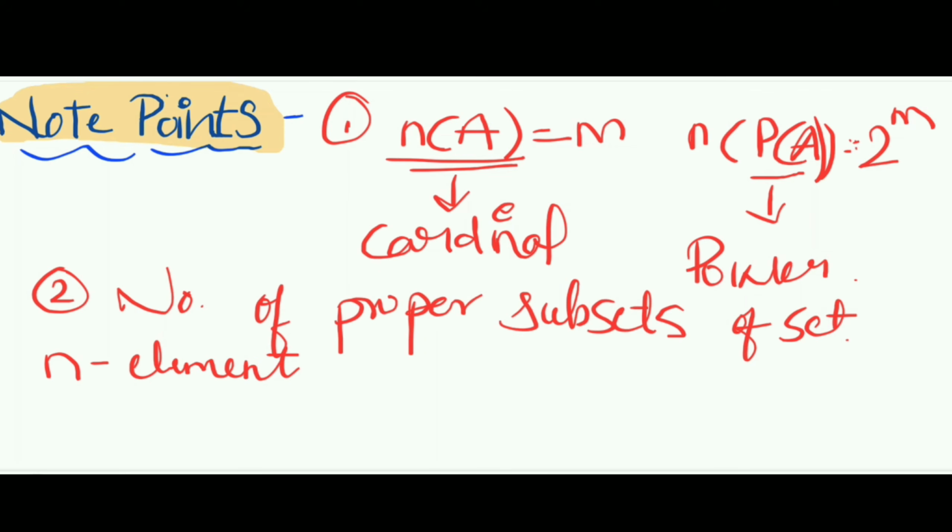Now here, if you want to know the number of proper subsets of the set, we have to know the number of elements n. If we know n, we can find the proper subsets of a set. So what is the formula for that? 2 power n minus 1. Remember this formula, I am highlighting it also. Okay, remember this.